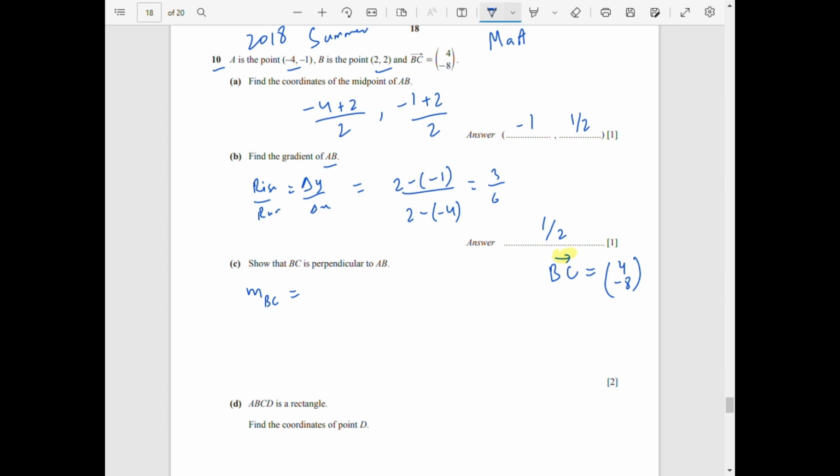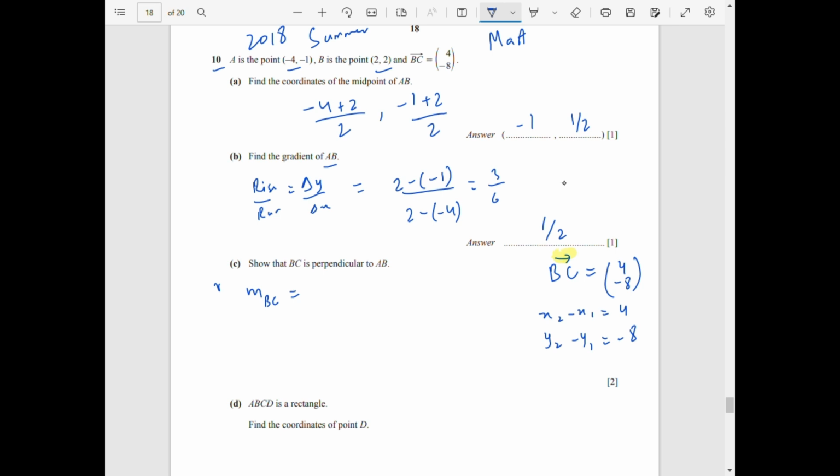When you have a vector, what you have is the route from B to C. That is essentially what we need for a gradient. So we know in order to move from B to C, we need to move 4 places, so x2 minus x1 is 4. And in order to move from B to C, we need -8 down. So that is y2 minus y1.